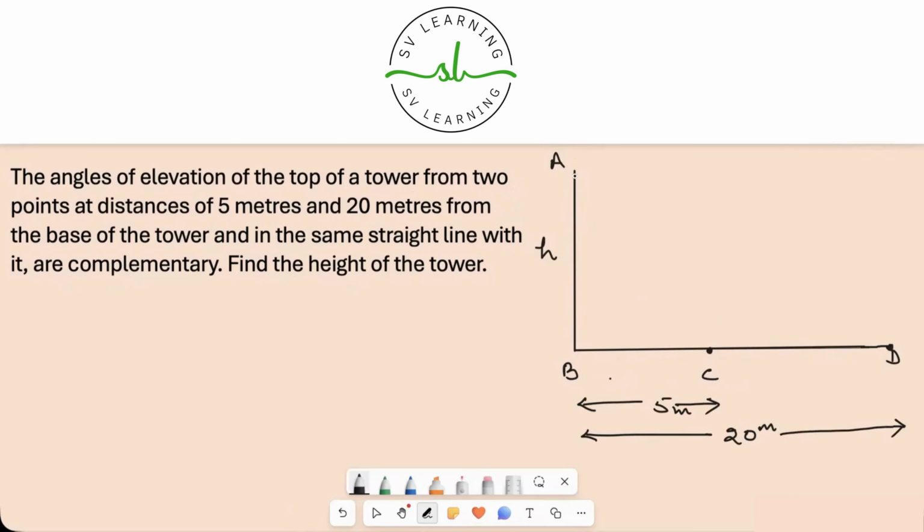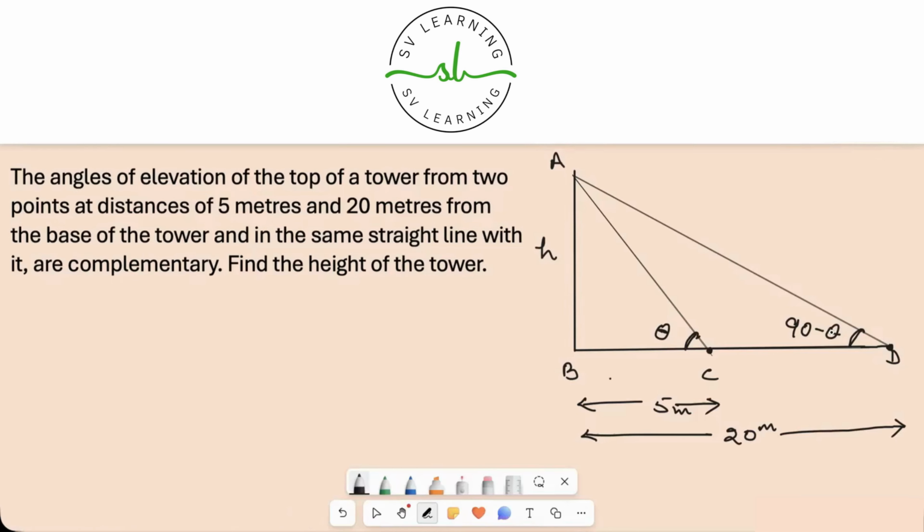So the angle of elevation is always that angle which you get when you look up, right? To the top of the tower, let's say if you're looking up from point C. So this will be your angle of elevation. So let's say theta. And when you go to point D, the angle of elevation changes to something which is complementary. So complementary means this angle is 90 minus theta.